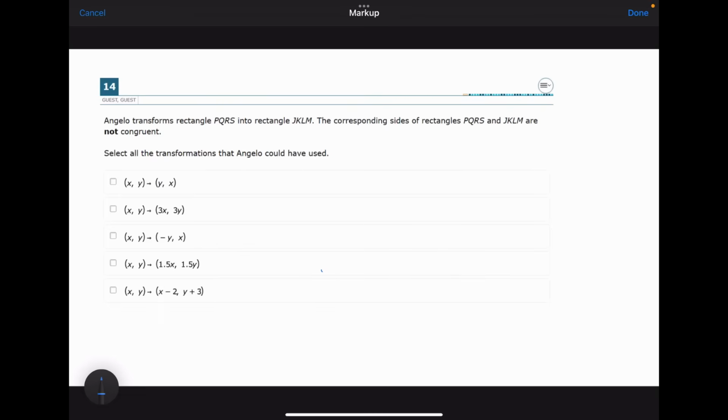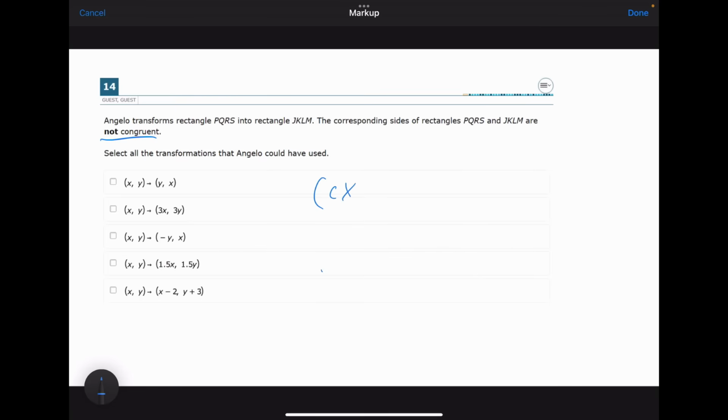Okay, 14. Angelo transforms a rectangle. The corresponding sides of these rectangles after the transformation are not congruent. So what we have here is any transformation that is going to change the magnitude of the side length. The critically important part of this is that the side length needs to be preserved.